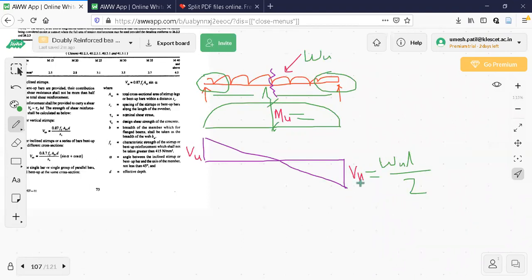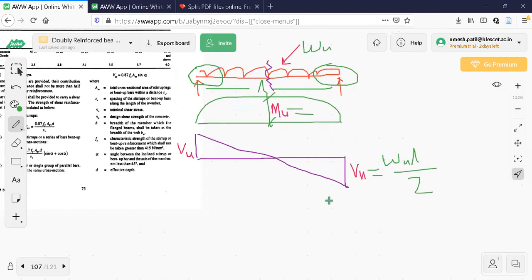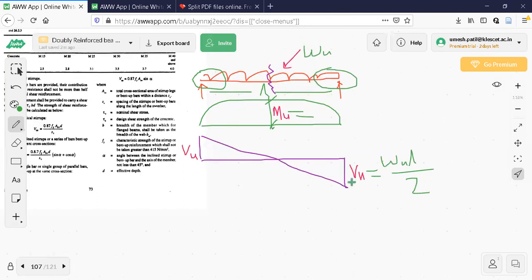Now VU is calculated by using your strength of material knowledge. Then after finding this VU, I have to say whether the beam is safe against shearing, or whether a failure due to shearing will take place. How do we decide that?